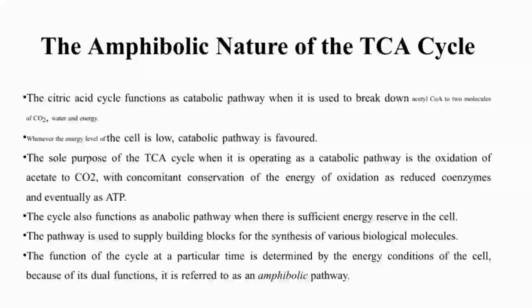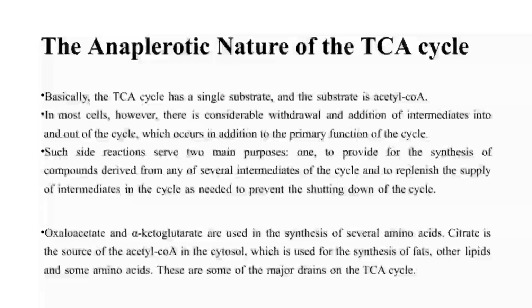Basically, the TCA cycle has a single substrate, and that substrate is acetyl-CoA in most cells. However, there's a lot of withdrawal and addition of intermediates into and out of the cycle. This happens alongside the primary function of the cycle. These side reactions serve 2 main purposes. First, to provide building blocks for synthesizing compounds derived from various intermediates of the cycle, and second, to replenish the supply of intermediates as needed. This prevents the cycle from shutting down.